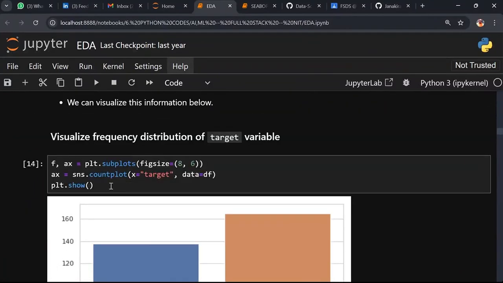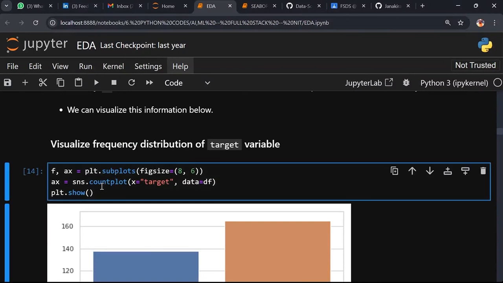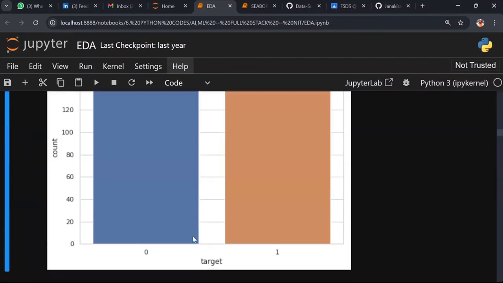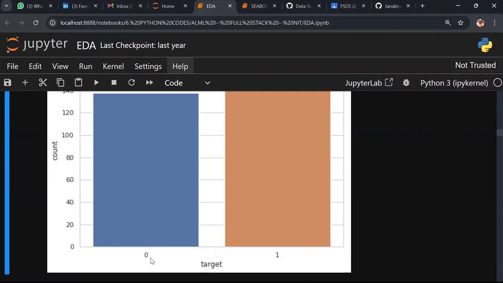Next one. Visualize frequency distributions of the target variable, subplot sns.countplot. So today I'll introduce, when you work on this project, you will learn new concepts. Countplot, x equal to target, data equals to df. Do you see target? 0 means what, guys? Diabetic or non-diabetic?